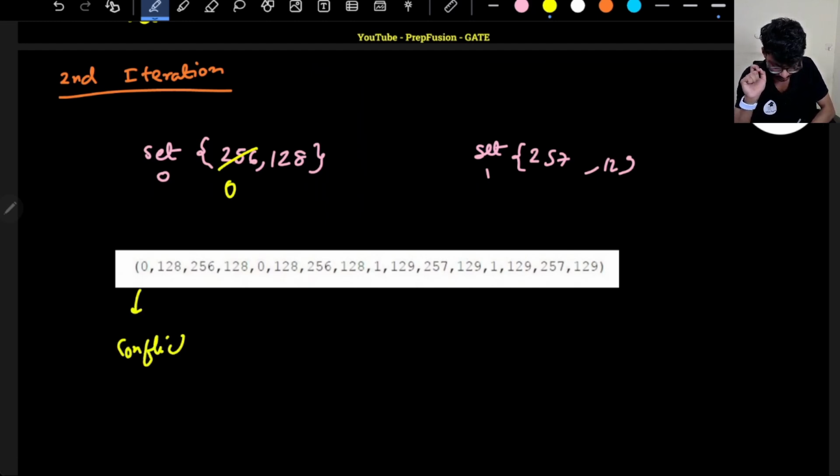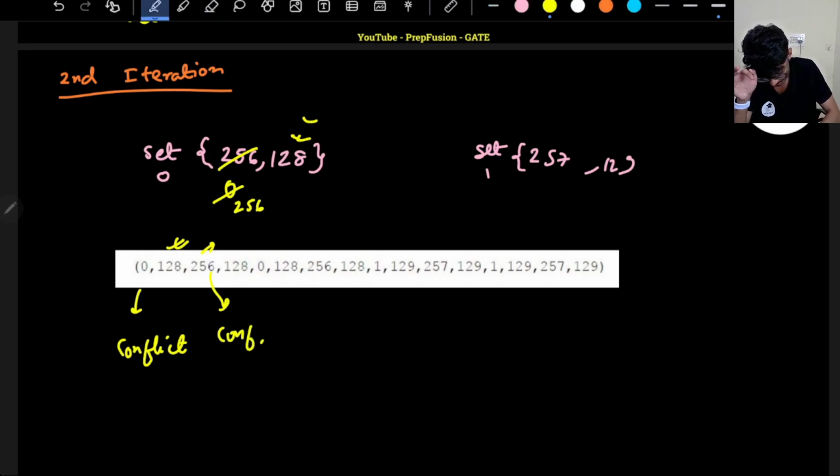It will not be a compulsory miss, because it is not like I had called 0 previously. This is the first iteration, right? Sorry, this is the second iteration. Now again I am calling 128, 128 will be a hit again here. Again I will call 256, again 256 will be replaced here. So again there will be a conflict miss here. Again I am calling 128, it will be a hit again.